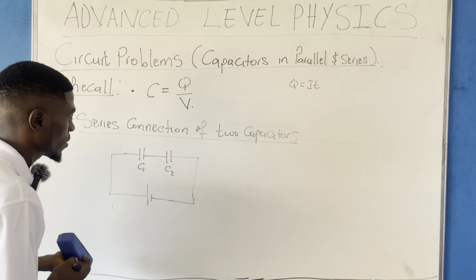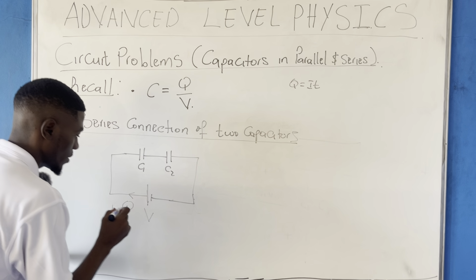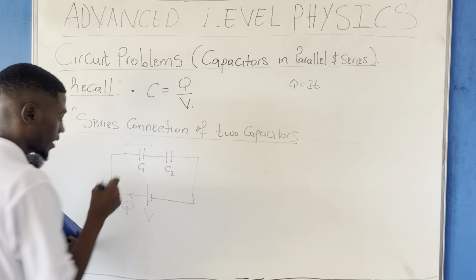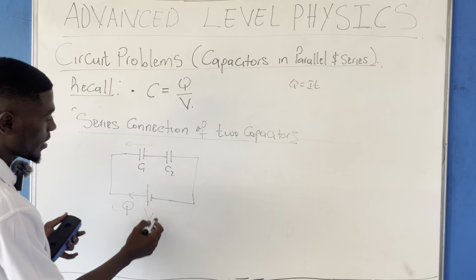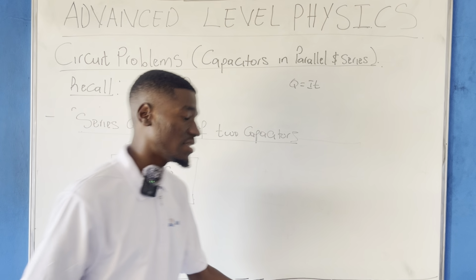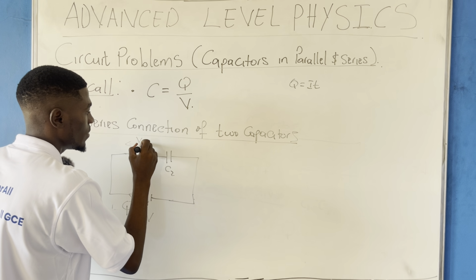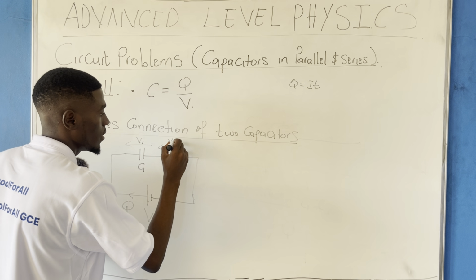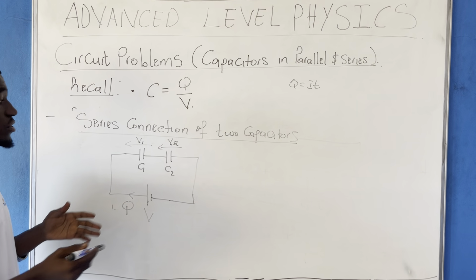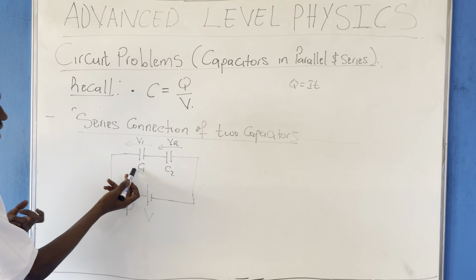Then I connect a PD across them. V. This is V. We all agree that here the voltages are not the same because they are in series. When we have components in series, they don't have the same voltage, but they share the voltage in proportion to the value of their capacitance right here.